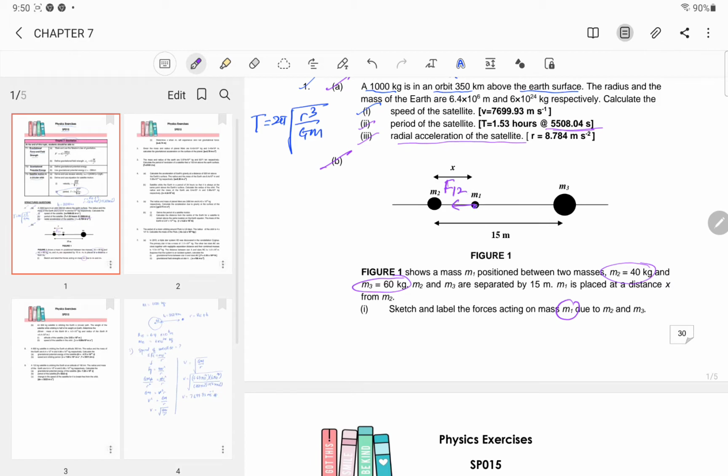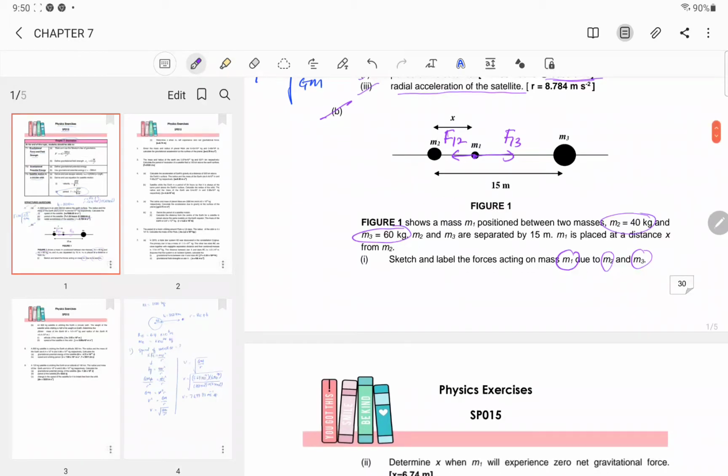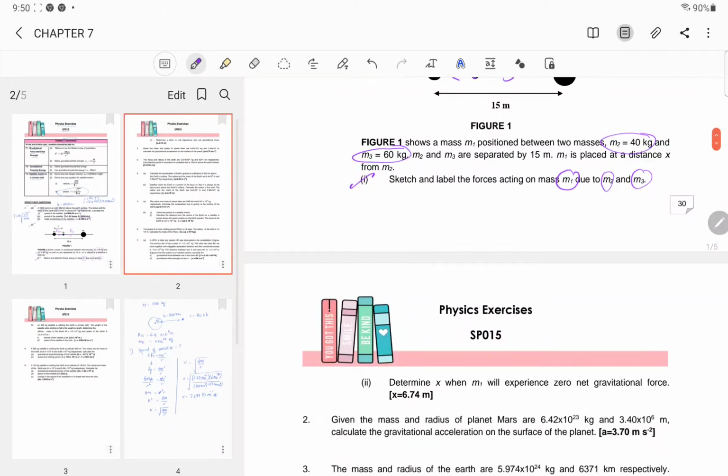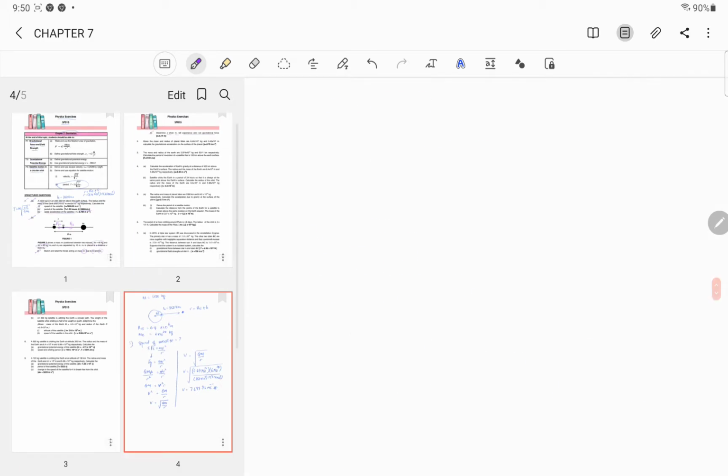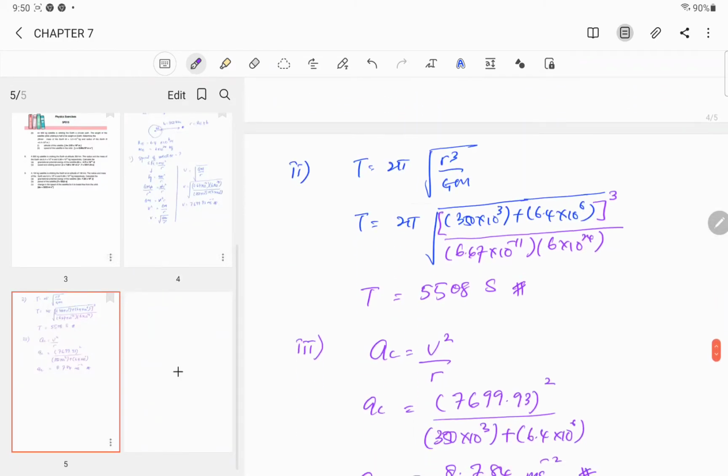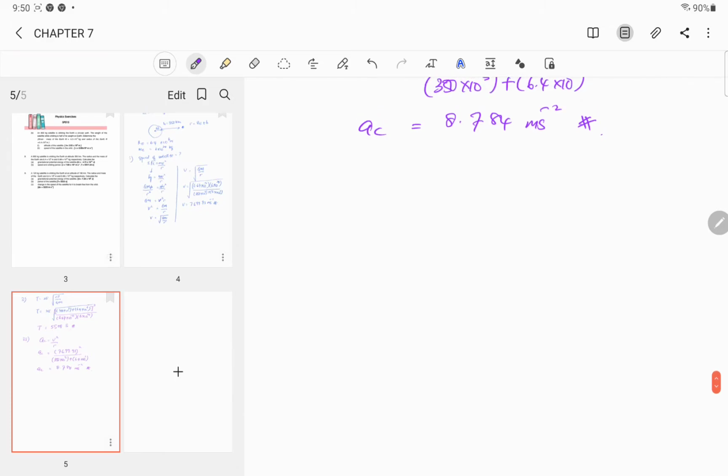F12, satu lagi kita ada F13. So this is the forces acting on M1 due to M2 and M3. Okay, so settle. Number 2, determine X when M1 will experience zero net force. Okay, kita tengok soalan number 2.